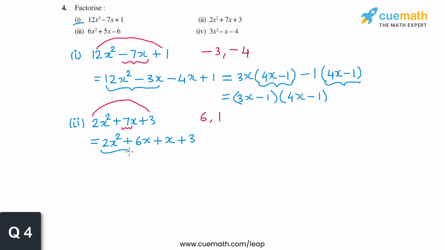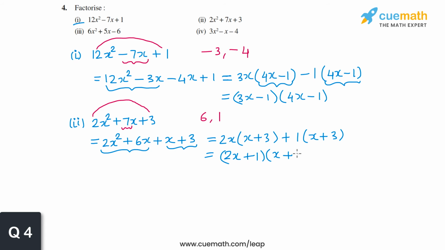Now from the first pair, I can take out 2x common. So that gives me 2x times x plus 3. And the second term is itself x plus 3. So I can write this as 1 times x plus 3. And now I can take out x plus 3 common. So I'm left with 2x plus 1 times x plus 3. So this is the factored form of the second polynomial.